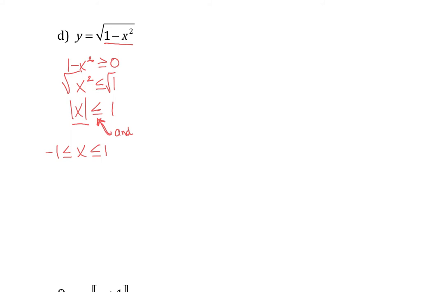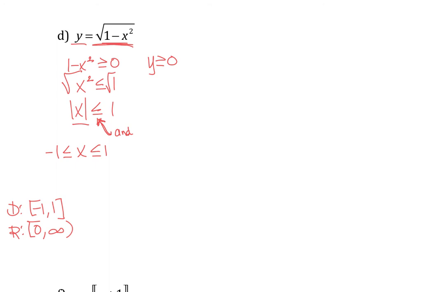So that's going to be our domain. I'm going to do interval notation for that one. And then for my range, because I have y equal to a positive square root, I know that y is going to have to be greater than or equal to 0. So nothing else to solve for here on the range. So we have 0 to infinity for that interval notation.